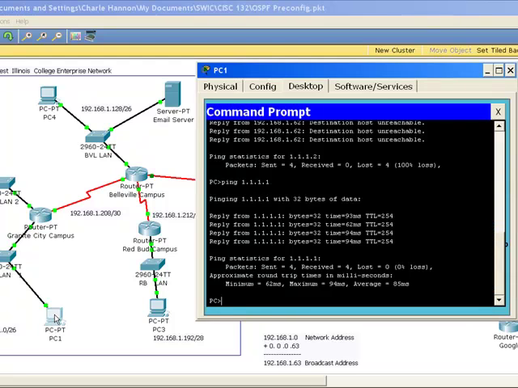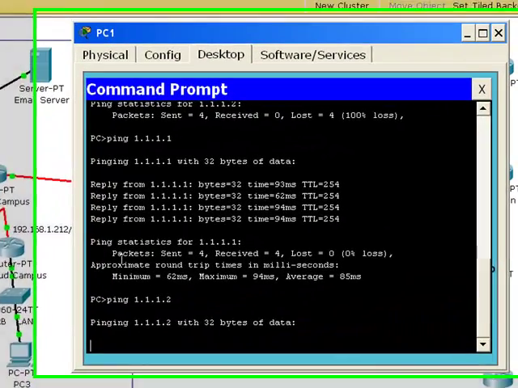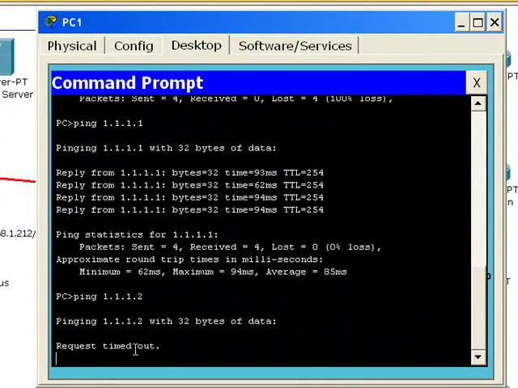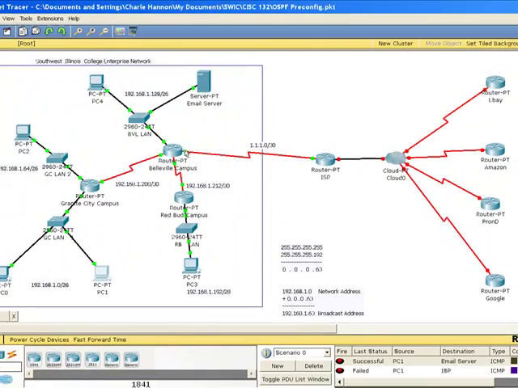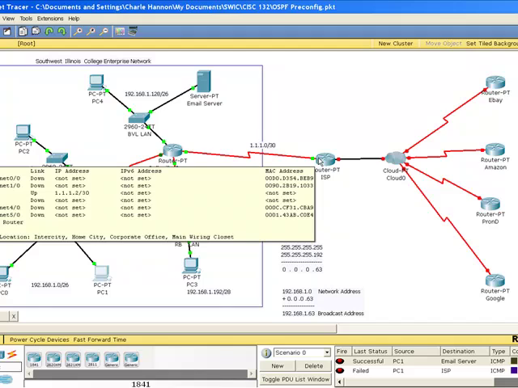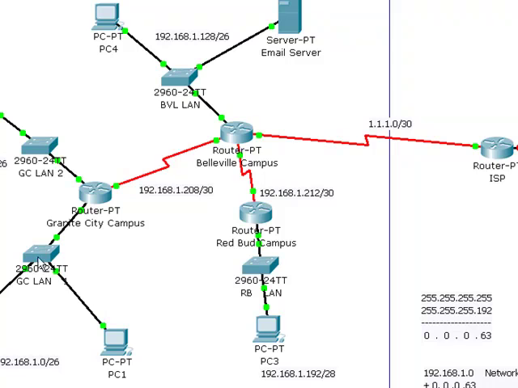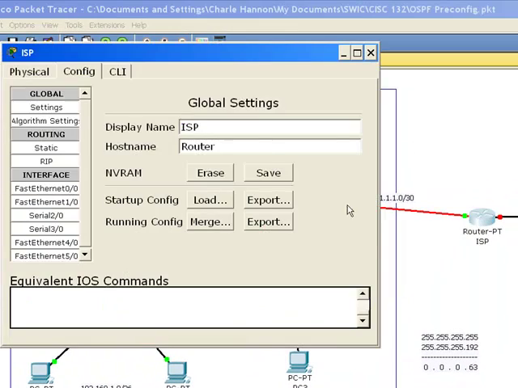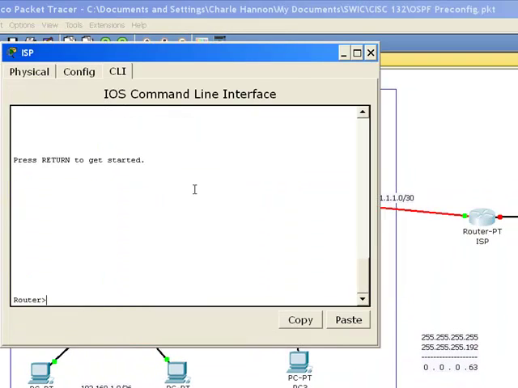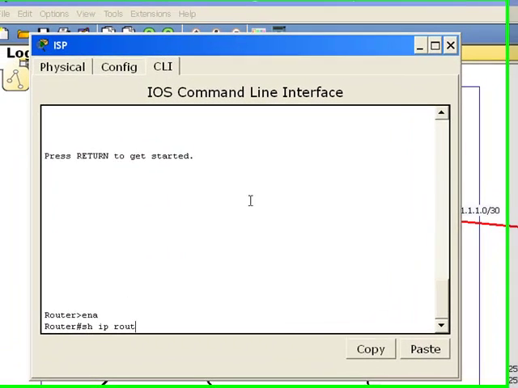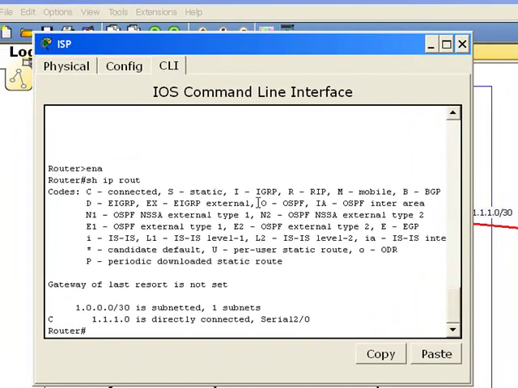But watch what happens when I try to ping 1.2 here. And hopefully this will not work. Now the question is, why can I ping this side but I can't ping that side? Well, the answer is that the ISP router gets traffic from the 192.168.1.0 network, but he has no idea how to send it back. See, he doesn't know about anybody other than that.